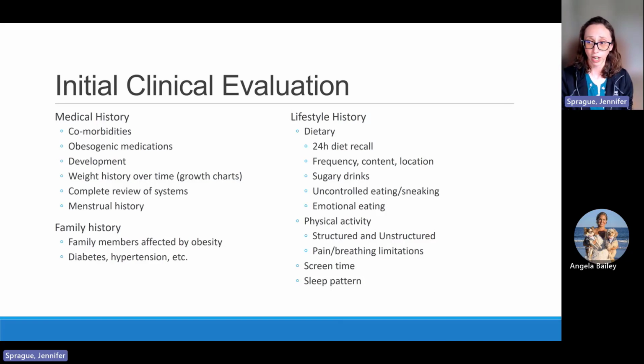Are there family members affected by obesity? Do family members have comorbidities related to obesity, like diabetes or hypertension? And then thinking about a lifestyle history. So a dietary history I often do as a 24-hour recall, but you can also do frequency, content. Where patients eat can have a factor in food choice and how much they eat, so location. What's their sugary drink history, uncontrolled eating or sneaking, emotional eating, all these different factors.